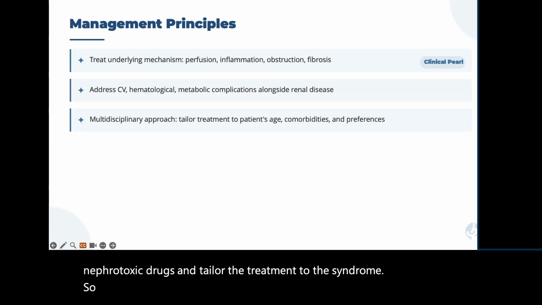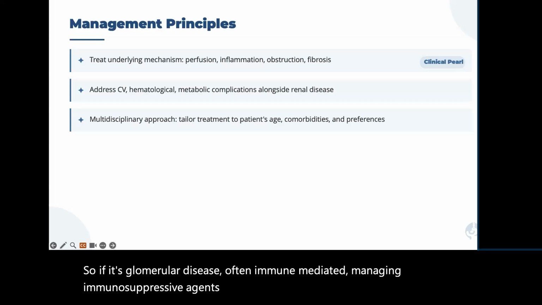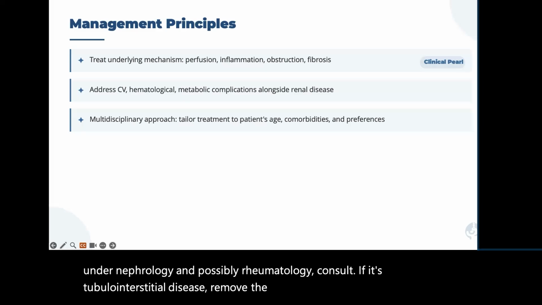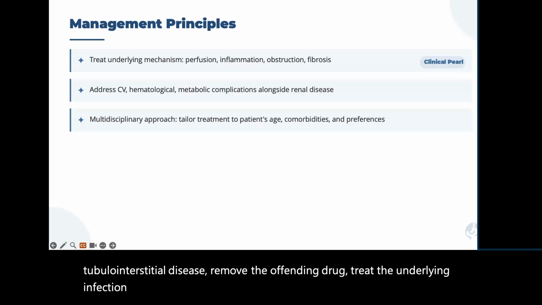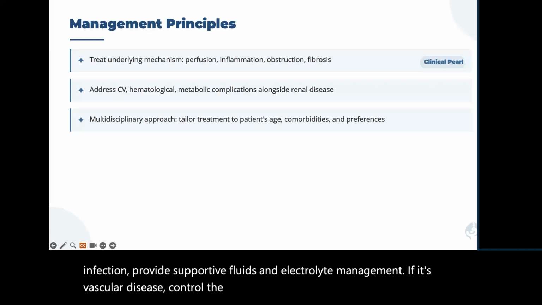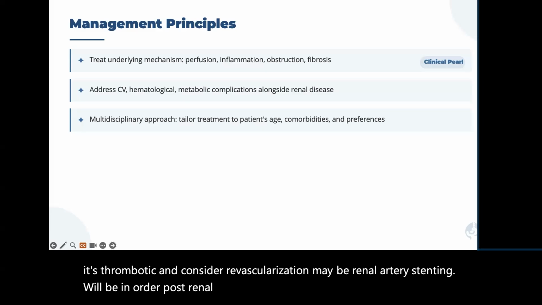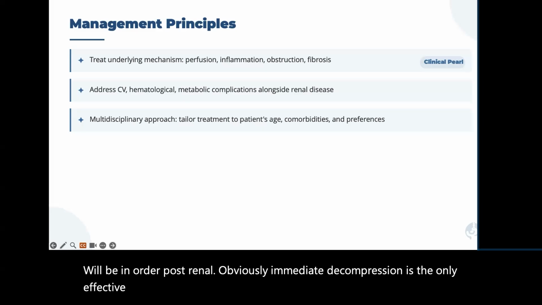So if it's glomerular disease, often immune mediated, manage with immunosuppressive agents, high dose steroids, cyclophosphamide, rituximab, under nephrology and possibly rheumatology consult. If it's tubulointerstitial disease, remove the offending drug, treat the underlying infection, provide supportive fluids and electrolyte management. If it's vascular disease, control the blood pressure aggressively, anticoagulate if it's thrombotic, and consider revascularization. Maybe renal artery stenting will be in order. Postrenal, obviously, immediate decompression is the only effective therapy, so just keep that in mind as well.